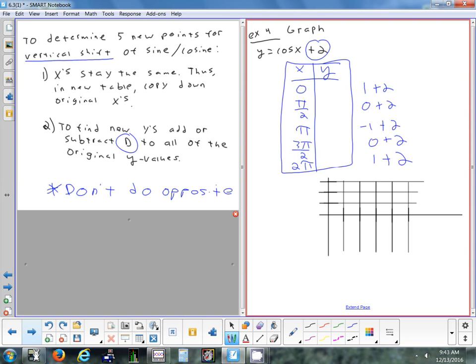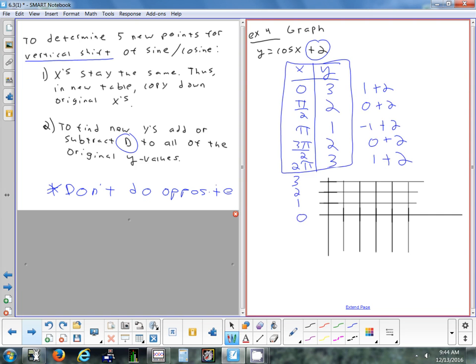And that's it. Now just fill in your new y values. Okay, so Fred, can you give me all my new y values? 3, 2, 1, 2, 3. That's it. Okay, so transformation in terms of arithmetic, this one's a lot easier.